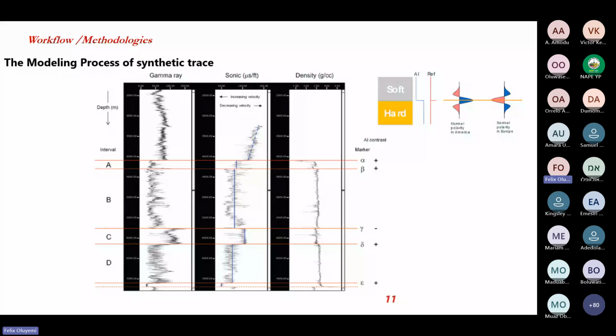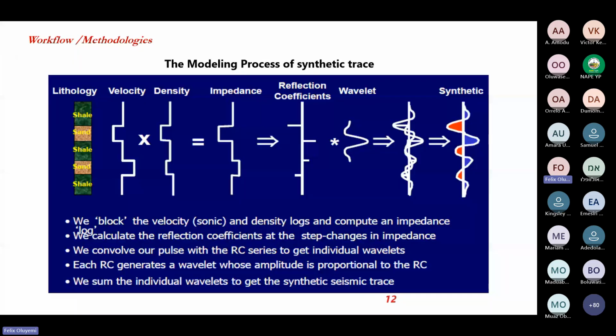Now let us look at this colorful picture. So we have lithology, we have shale, sand, then we have velocity. When you multiply your velocity with density, it's going to give you acoustic impedance. Now let us interpret this acoustic impedance. When the velocity is low and the density is low, by the time you multiply, you are going to get low acoustic impedance. When your velocity is high and your density is high, when you multiply the two, you are going to get high acoustic impedance.